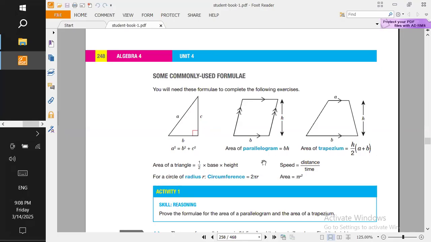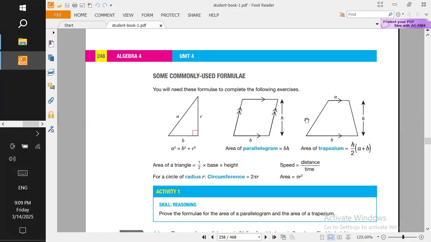And here we have a parallelogram. The area of a parallelogram is base times height. And this is the trapezium. It has a long base and a short base and a height. The long base and the short base are always parallel to each other. So the formula of the area of a trapezium is a plus b, which is the long base and the short base, a plus b, and then multiplied by the height divided by 2. Or you can divide the height by 2 and then multiply it by a plus b.